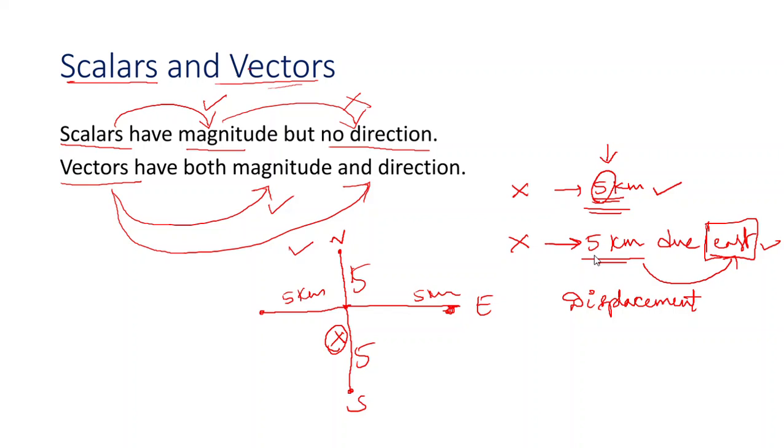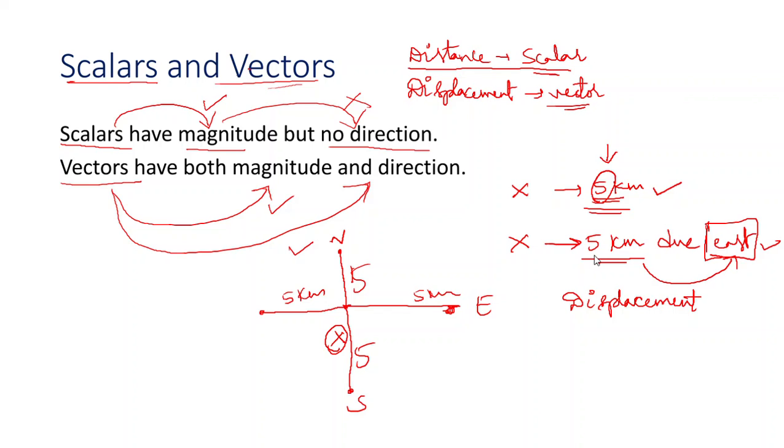Distance is a scalar quantity, whereas displacement is a vector quantity. Displacement has both magnitude and direction, whereas distance has only magnitude. So if I say the person X traveled 5 kilometers due east, in the east direction, then this becomes a vector quantity.